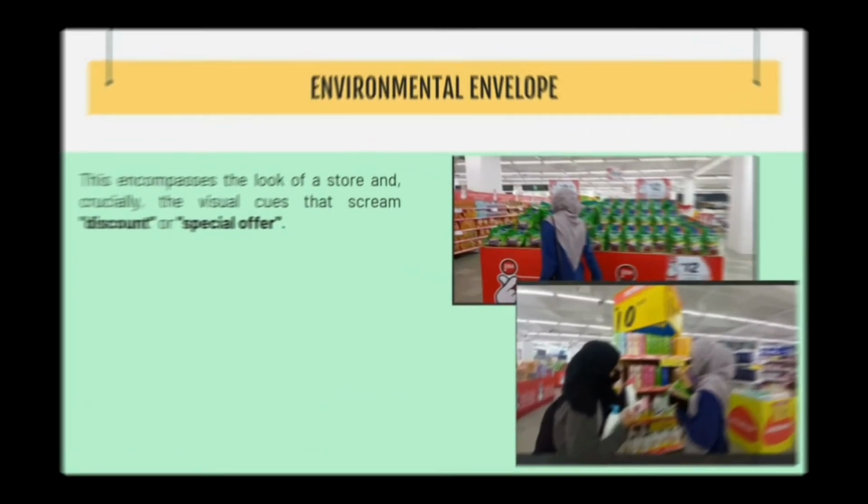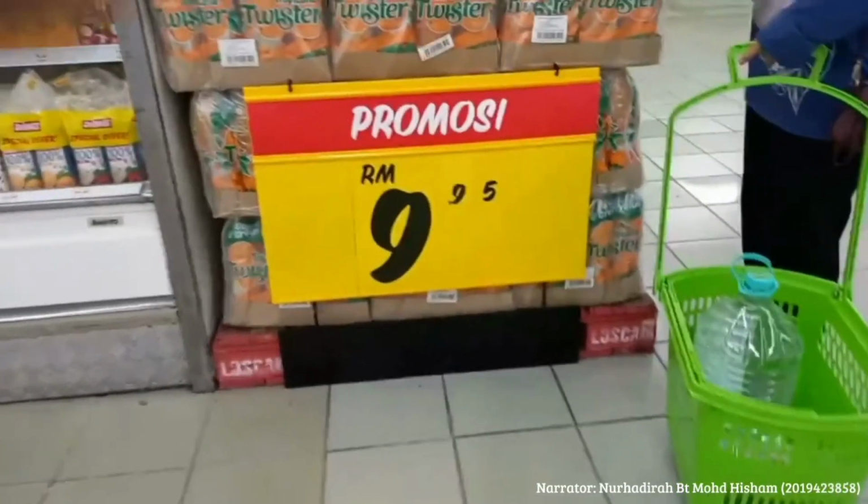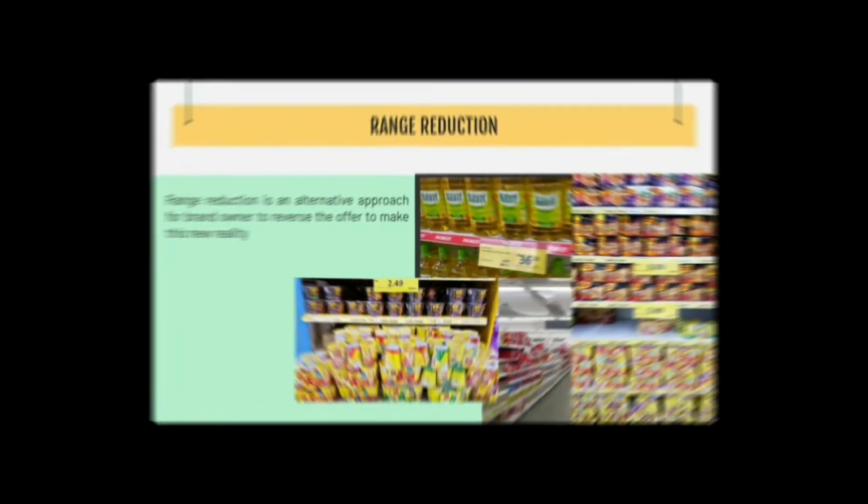Next, we're going to move to the environmental envelope. Environmental envelope encompasses the look of a store and crucially the visual cues that scream discount or special offer. It includes posters in car parks and in-store hanging signs and shelf signs, sometimes called aisle violator. Retailers can also use it as a double-sided violator for wide variety of purposes. For example, making a sale, signaling the arrival of new item, providing navigation, and many more.